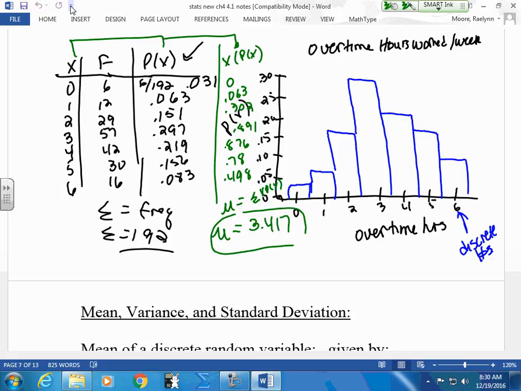Very good. What does that represent? How do I interpret this in words? In terms of this scenario, this is overtime hours. What does this mean to me? The average amount of hours that they worked overtime, a lot of people did, is 3.147. Does that make sense according to my chart?